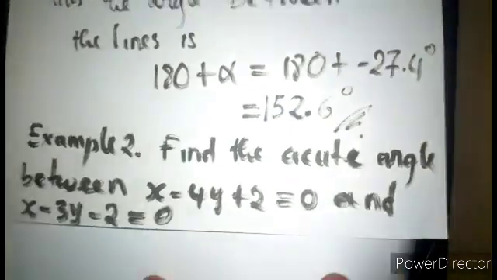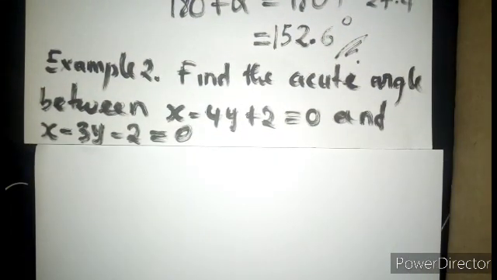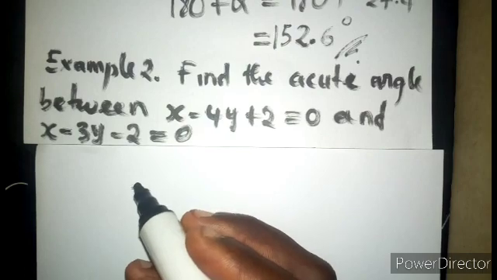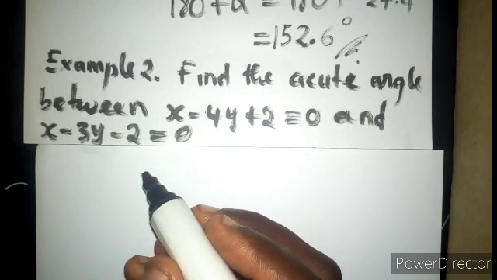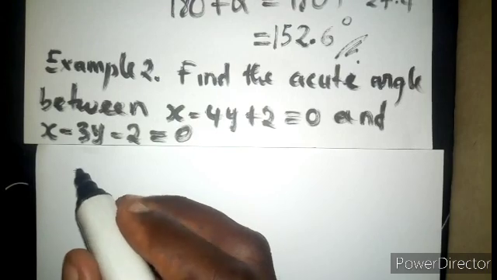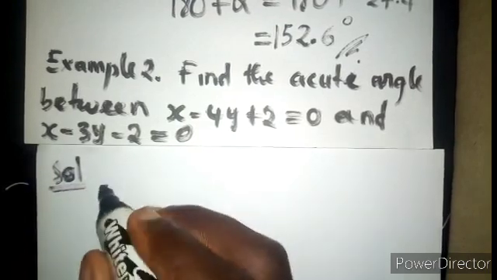Find the angle between these two lines. Now here they specify the acute angle. Since they specify the acute angle, first of all find the respective gradients.